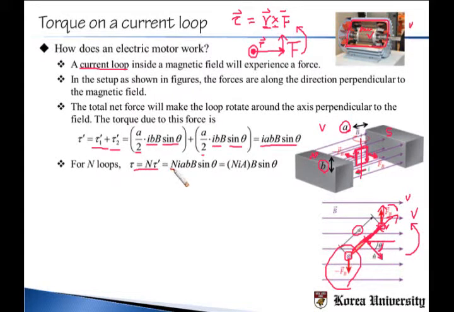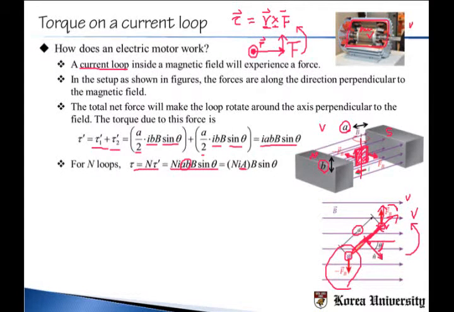So what you get is N I A B multiplied by B sine theta. And in fact, what is small a multiplied by small b? This is in fact the area of this loop, right? This loop area is simply small a multiplied by small b. So let's use large A to represent the area.